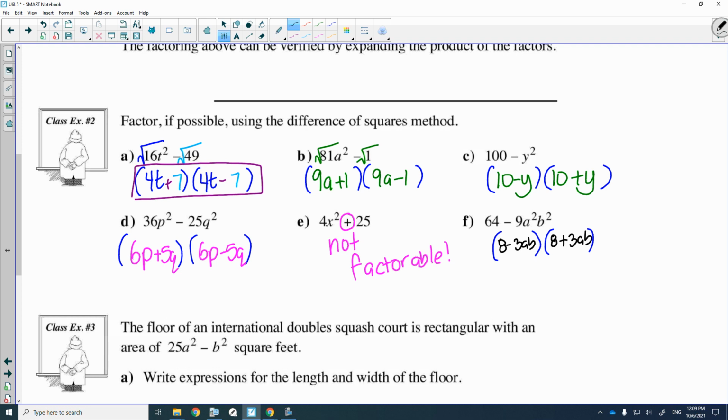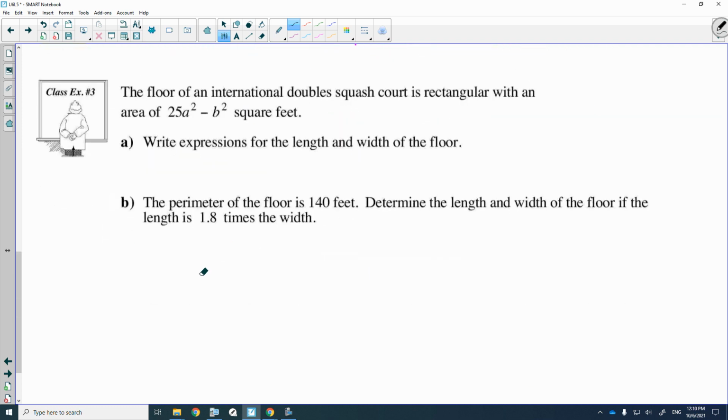Is he correct? Yeah. Because square root of 64 is 8. Square root of 9 is 3. Square root of A squared is A. Square root of B squared is B. Okay, I'm going to flip my page.